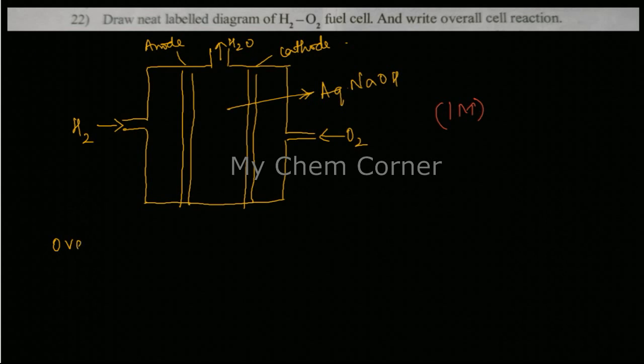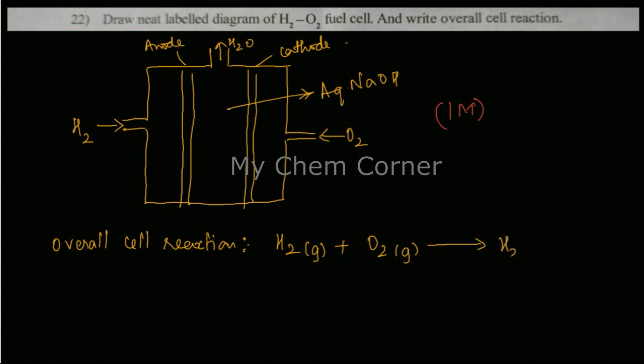So you can write that the overall cell reaction is, here you're trying to produce water. So let's write the reaction. We have H2, which is gas, plus O2, which is also gas, will produce H2O, which is liquid. Go ahead and balance the equation. 2 over here and 2 over here.